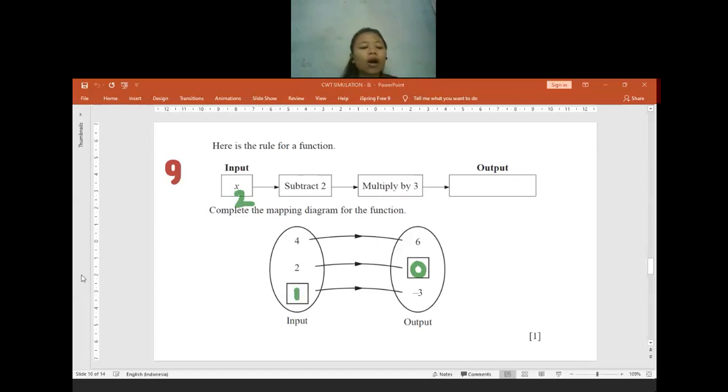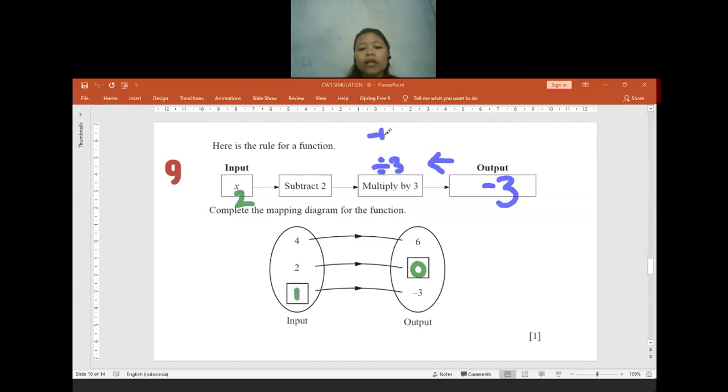Now, if I have the output, I need to find the input. The output is negative 3. If we go from the back, we need to do the opposite, so it means divide by 3. Negative 3 divided by 3 equals negative 1, right?